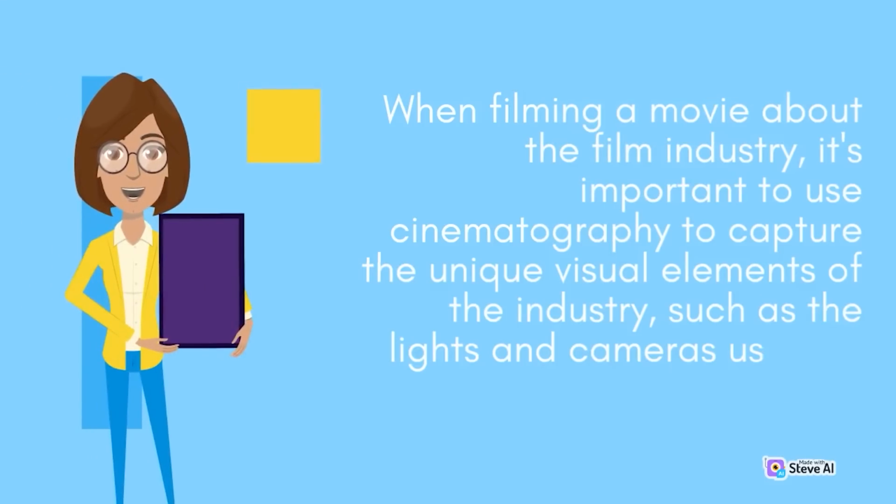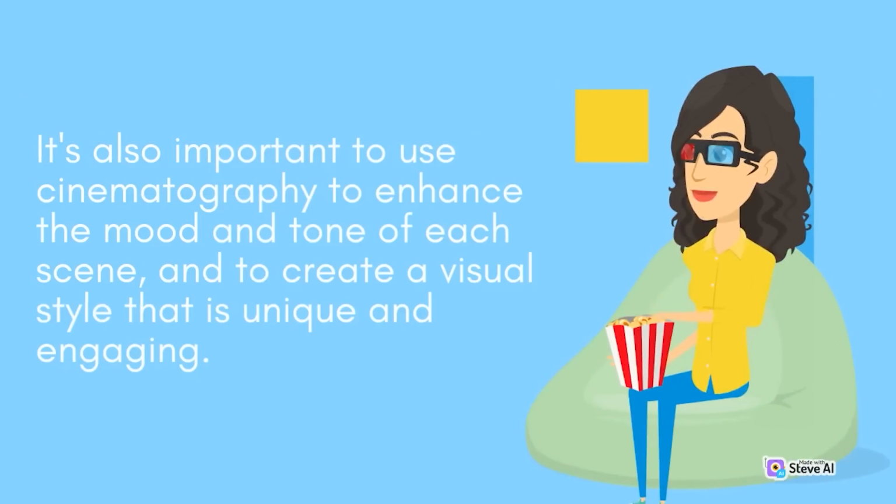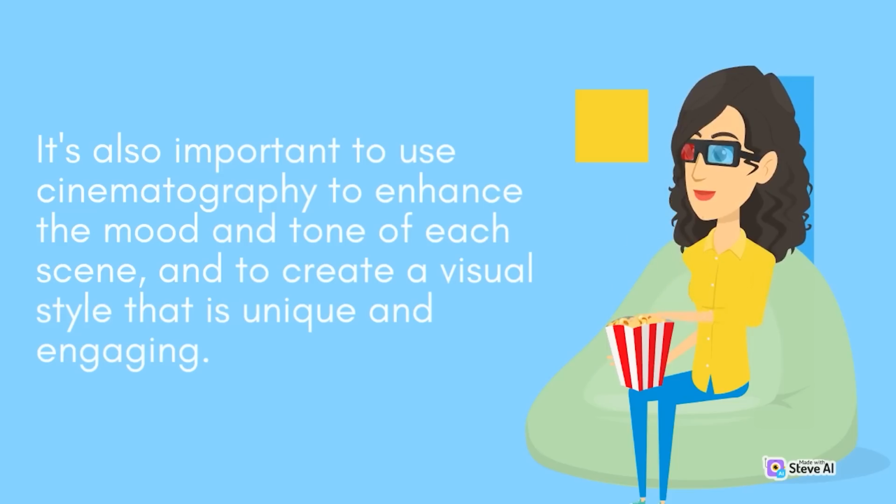When filming a movie about the film industry, it's important to use cinematography to capture the unique visual elements of the industry, such as the lights and cameras used on set. It's also important to use cinematography to enhance the mood and tone of each scene, and to create a visual style that is unique and engaging.